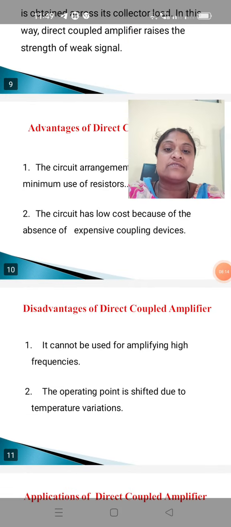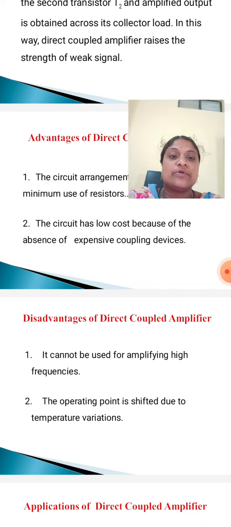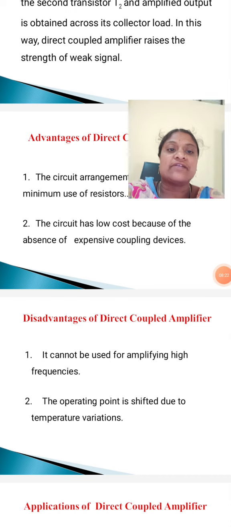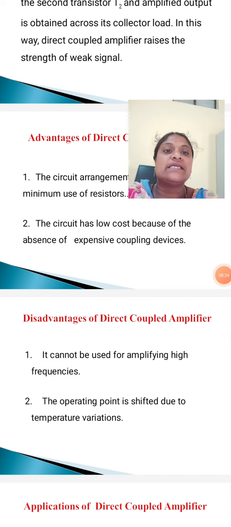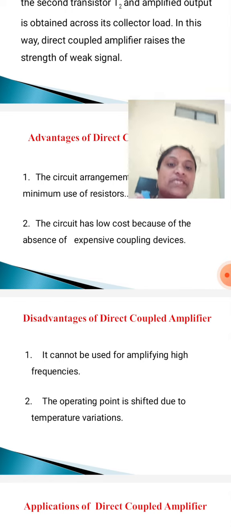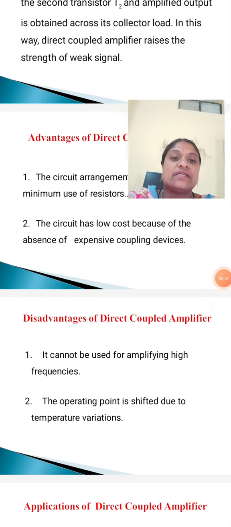Okay, next we go to the disadvantages of the direct coupled amplifier. It cannot be used for amplifying high frequencies because it is used only for very low frequencies, that means signals with frequency less than 10 Hz. That is one disadvantage of the direct coupled amplifier.